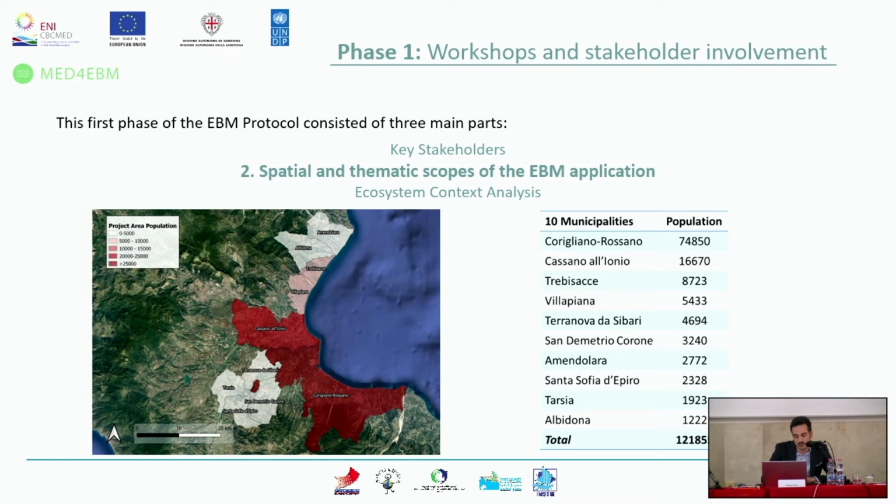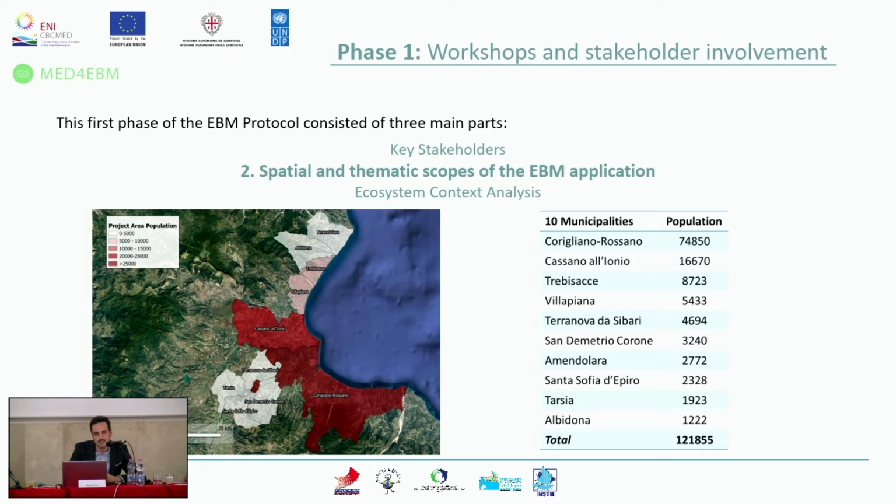The second step consists of the spatial and thematic scopes of EBM application, which was important for the definition of the major characteristics of the area. It was important in terms of spatial definition. This means that we had to choose which municipalities would be part of our area. And you can see the image. All the municipalities that we chose correspond to a distinct territorial unit here in Calabria, which is the Sibari plain.